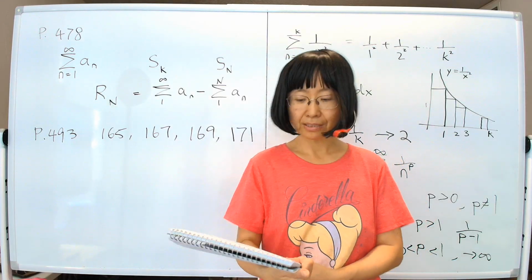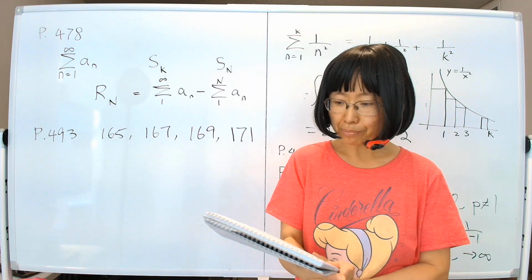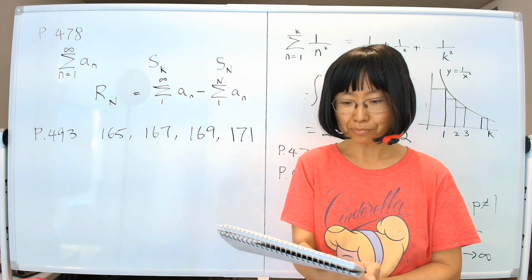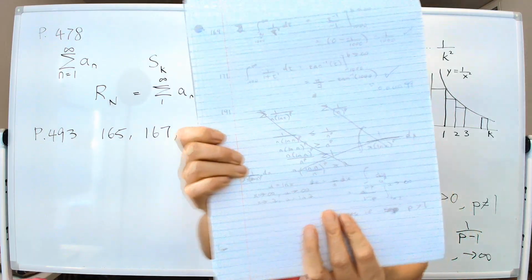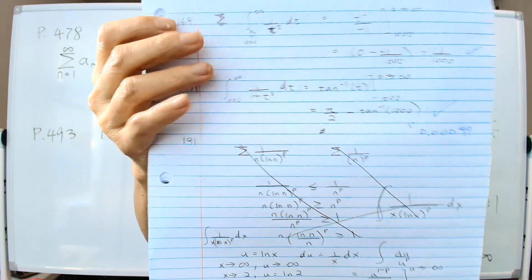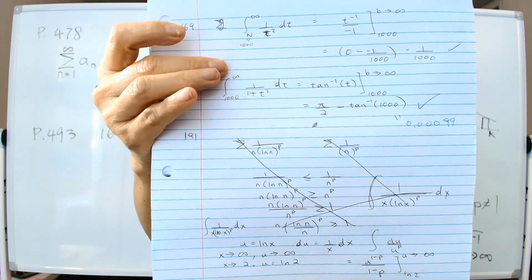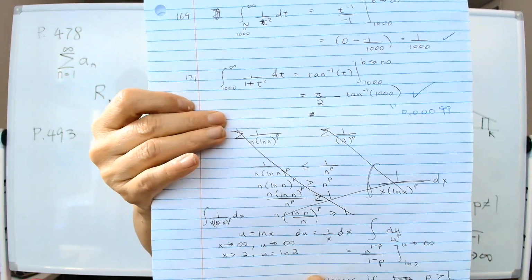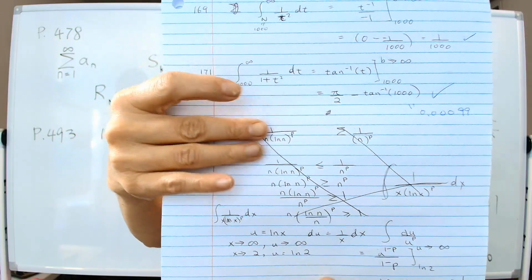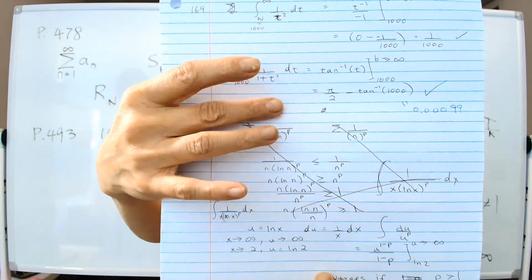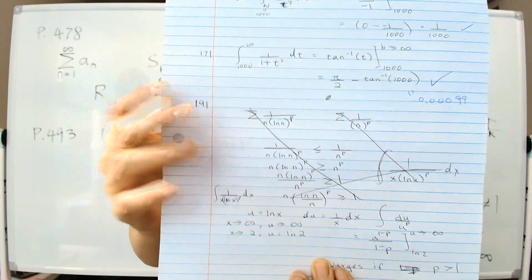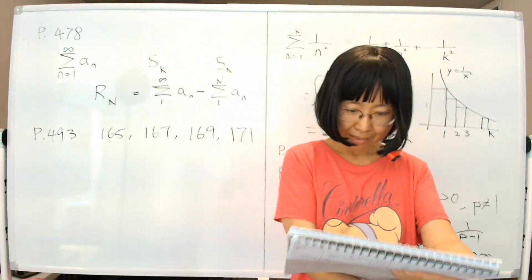Next, let's look at 169, where you're supposed to calculate the remainder. That is a direct substitution of following the formula. Okay, we'll integrate, in this case, 1 over t from 1,000 to infinity. Crank that out. That ends up to be 1 over 1,000. Next, 171, same thing. We'll calculate the integral, which is tangent inverse, blah, blah, blah. That gets you to be tangent pi over 2 minus something, and it ends up to be some value, okay? And that is correct. So that's that.